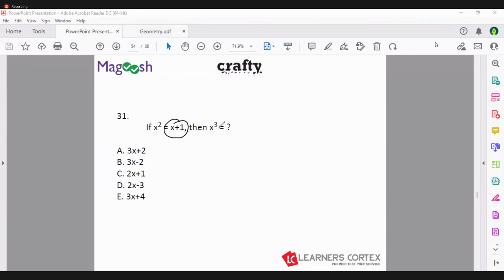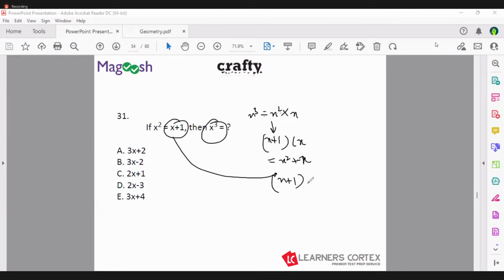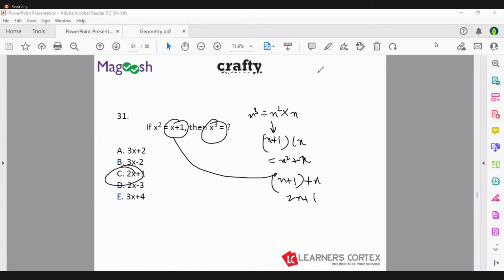x square equals x plus 1, then x cube equals what? Then x cube can be written as x square into x. This here can be written as x plus 1, and then multiplied with x. This becomes x square plus x. For x square, we know it is x plus 1, so x plus 1 plus x becomes 2x plus 1. So the answer is C, 2x plus 1.